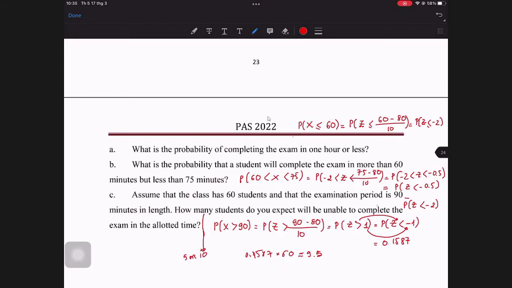So for this question, when you have to specify the number of students you expect will be unable to complete the exams here, I suggest that it's 9 or 10.